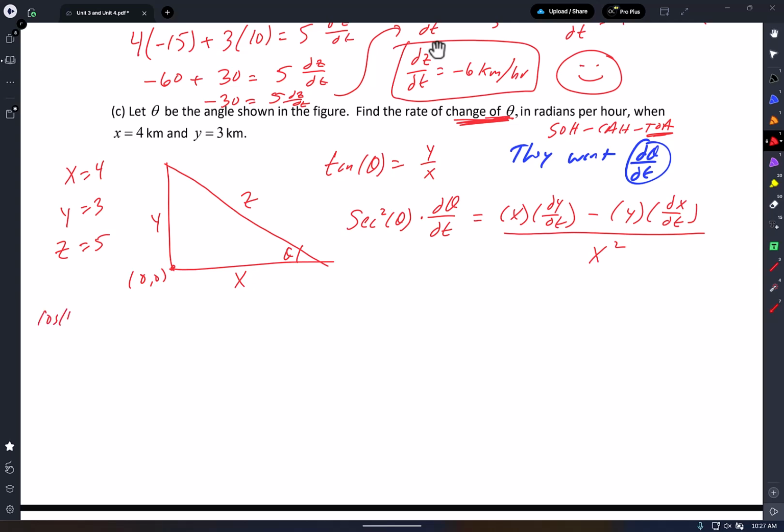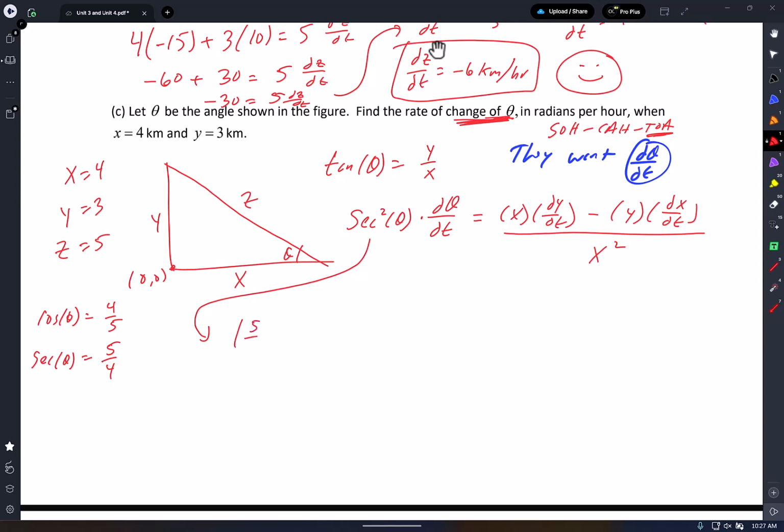So if cosine theta would have been 4/5, x over z, that means secant theta is 5/4. See? So there we go. I'm just going to plug in, guys. So I'm going to write, let's see, what am I going to write? I'm going to come over here.